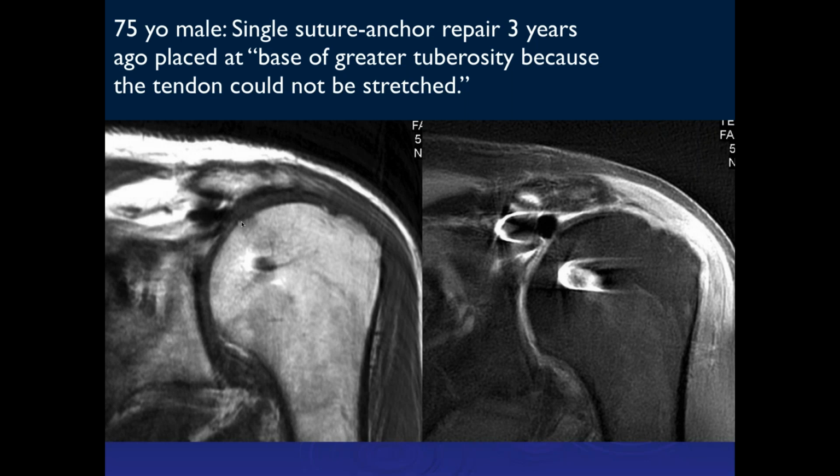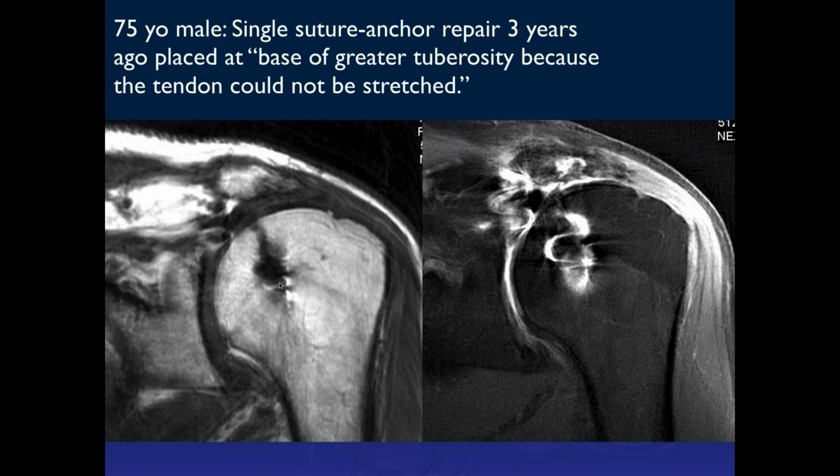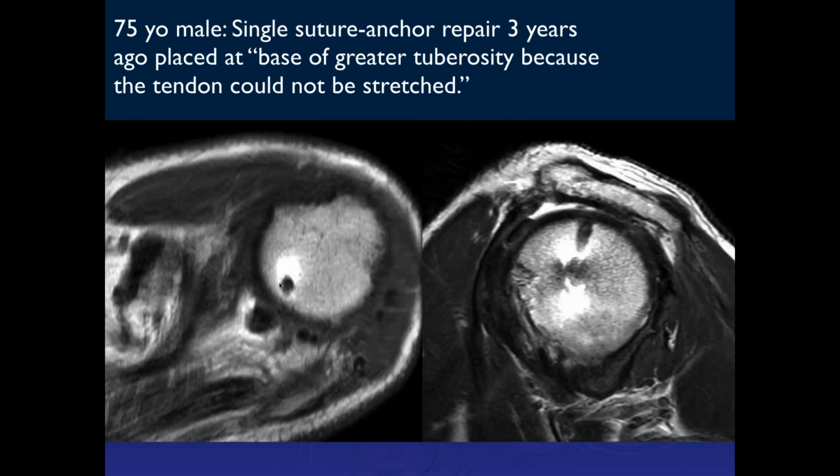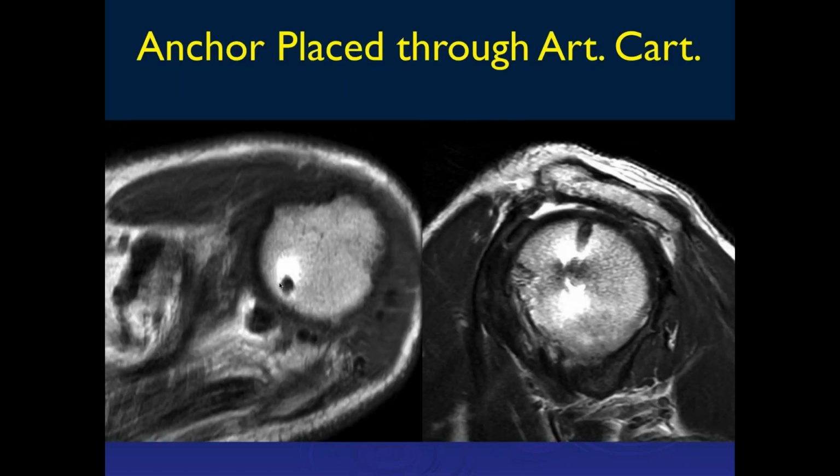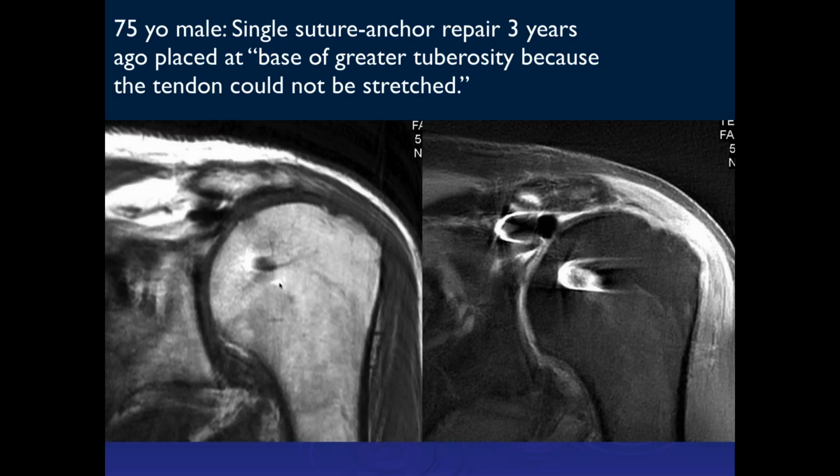This is obviously in an abnormal position. Even if it heals, the patient's not going to have normal motion of the shoulder. It doesn't make much sense to put a suture anchor in that location. And this one still pulled out. But that's because this patient had a very stiff muscle.